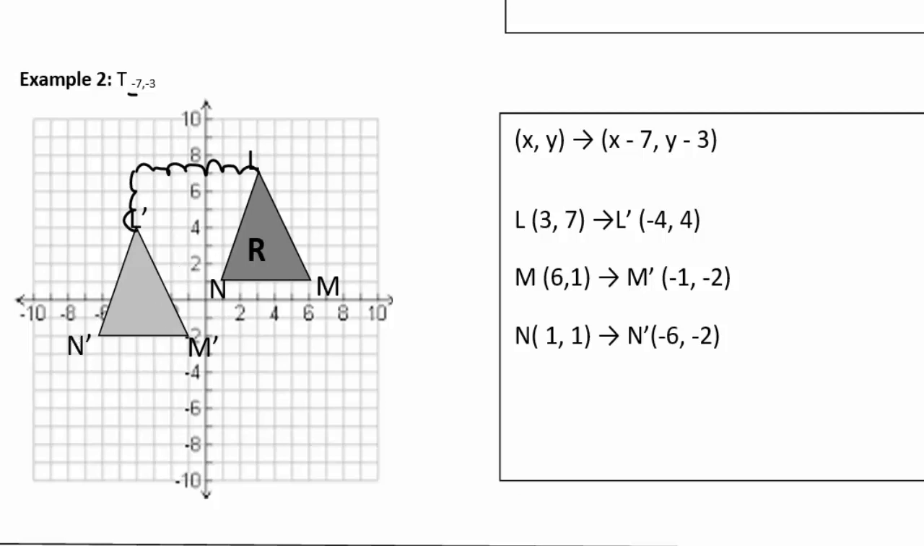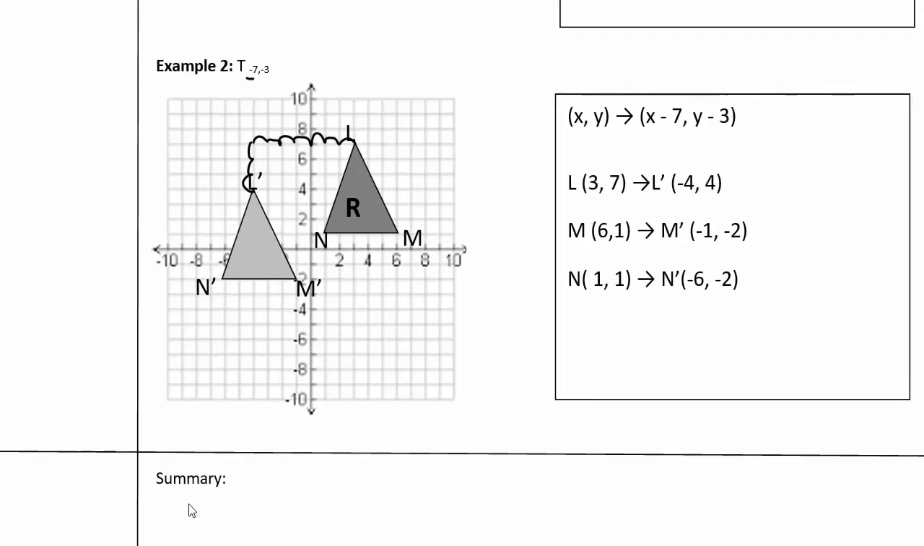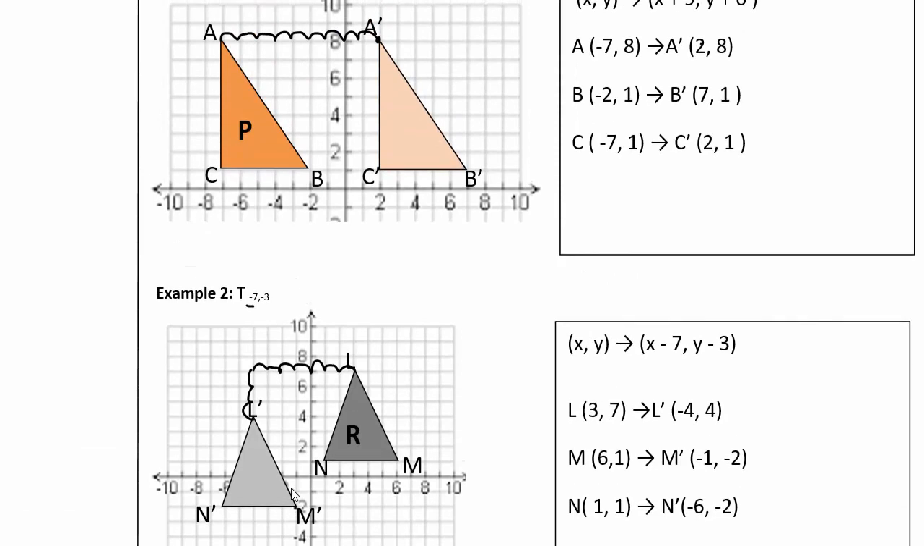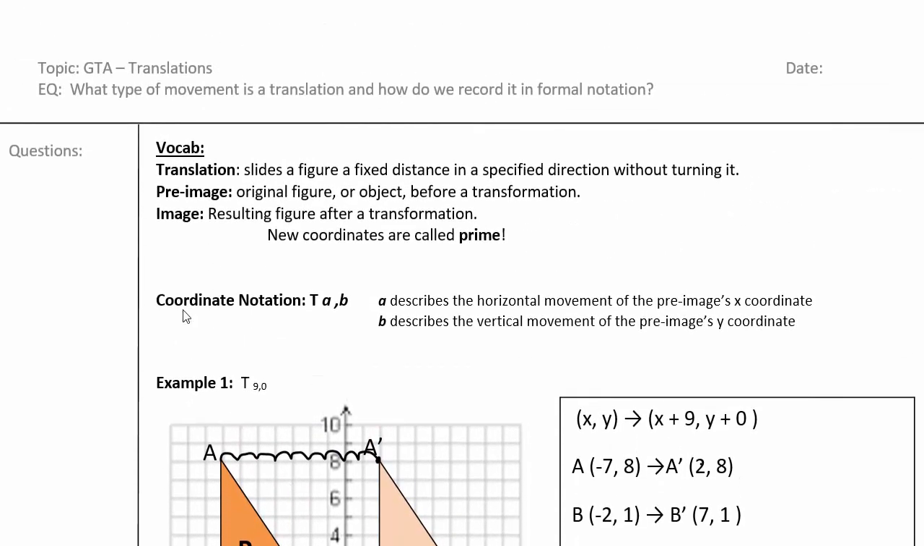That's going to conclude our video for today. Please make sure your notes are complete with the diagrams of each graph, and be sure to include a summary that answers the essential question from the header in your notes, which was, what type of movement is a translation and how do we record it in formal notation?